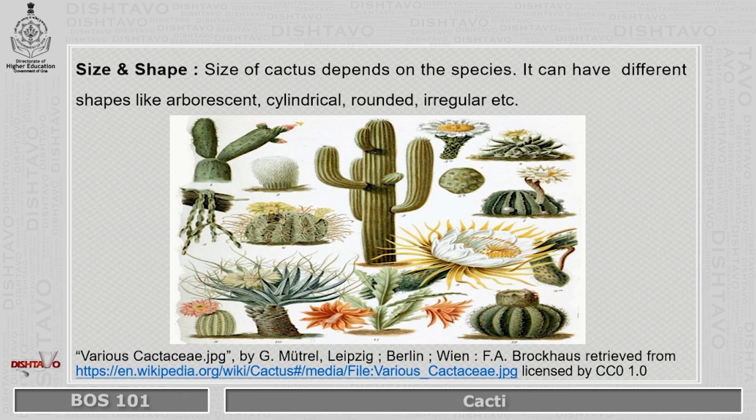Shape and size. Now the size of the cactus varies from species to species. The largest species of cactus can reach up to 66 feet in height and the smallest species usually reach a few inches in height. It can have different shapes like arborescent, meaning tree-like, cylindrical, starfish shape, rounded, irregular, etc.